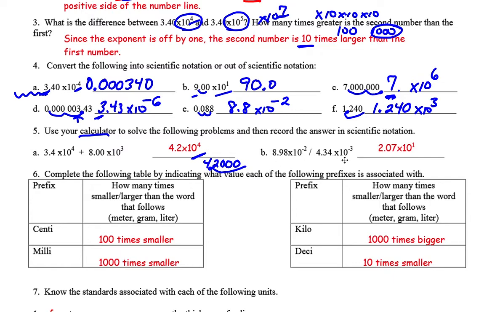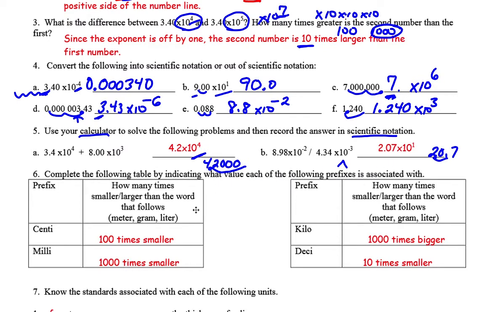Over here, this is where if you use anything but the EE button, you're going to get it messed up. If you type in times 10, if you use the caret, if you use any other creative way of getting scientific notation in your calculator, you're probably not going to get the right answer. So when you do, you should get 2.07 times 10 to the 1st, or 20.7. And then I asked you to put it in scientific notation, so you need to move the decimal point over one place and record it as 2.07 times 10 to the 1st.